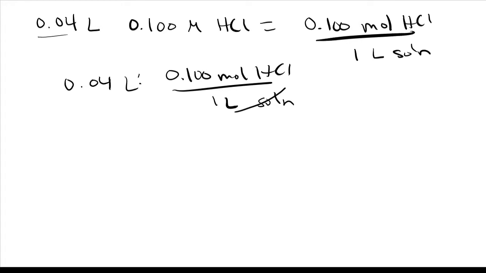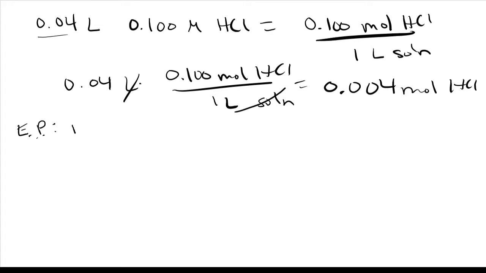Liters cancel out. Leaves you with 0.004 moles. Okay. So we have 0.004 moles of HCl. Now they want to find the initial pH, but before we do that, let's determine how to find the equivalence point. How do we find the equivalence point?